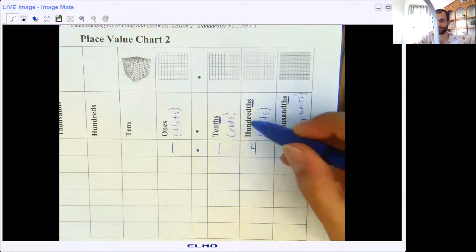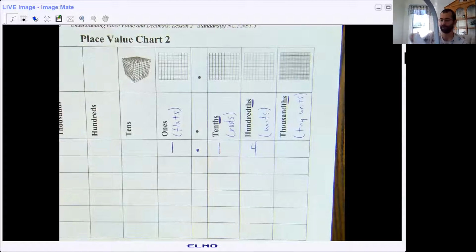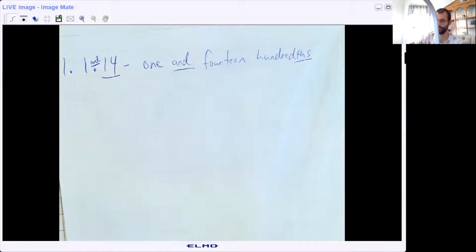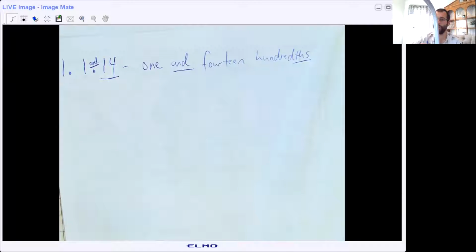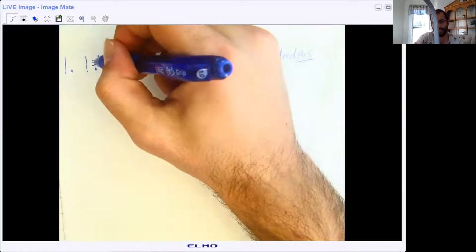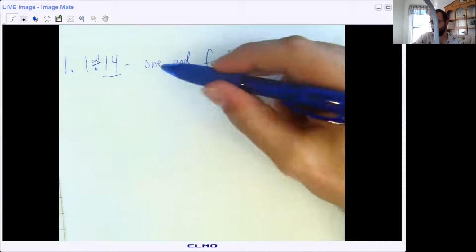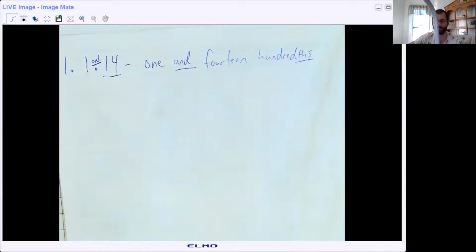That's where it stops. So you have 4 steps of saying this problem. Step 1, what's in front of the decimal? Step 2, say the decimal. Step 3, what number comes after the decimal? And step 4, what place value does it stop in? 1 and 14 hundredths. 4 steps to be successful to say it.